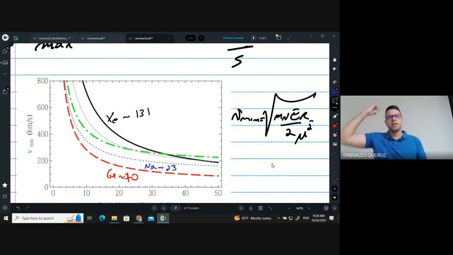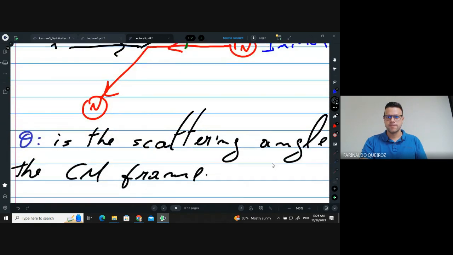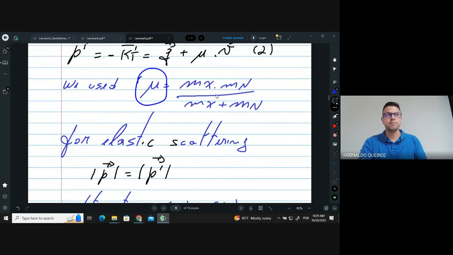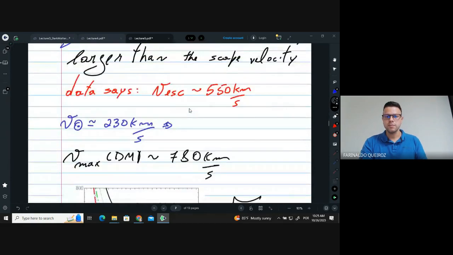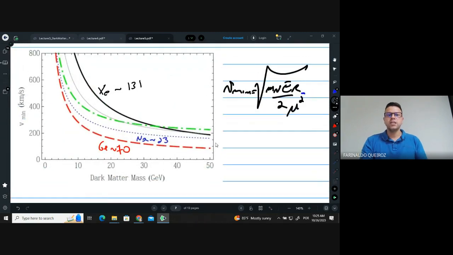Let's fix E_R. Let's assume that all detectors have the same energy threshold, all of them have the same E_R. Just look at the formula. Remember, mu is the reduced mass, the product divided by the sum of the dark matter mass and the nucleus mass. Here's the definition, I wrote it here. Now look at there. What you see is the following: I fixed the recoil energy.